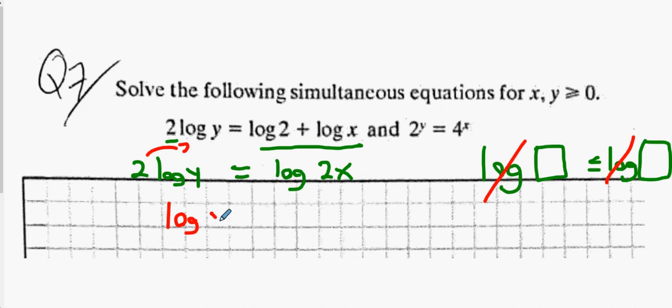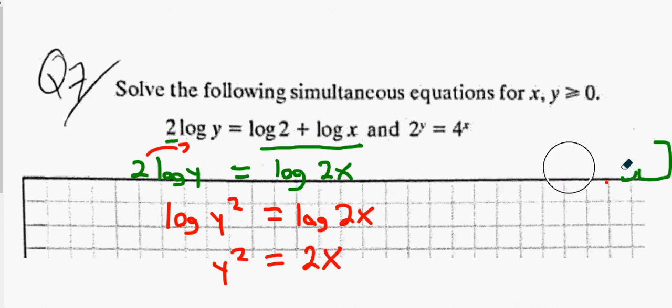I hope some of you said log y squared. Now I'm at the stage where I can do what? What can I say? Y squared equals? You're always working to have one log on the left and one log on the right. That makes things easy. Right? Now the next one's a doozy.